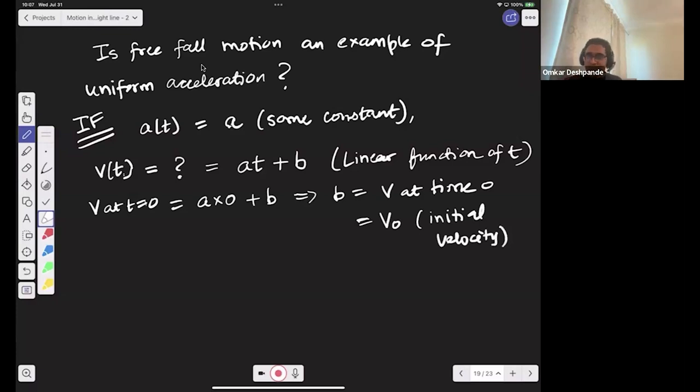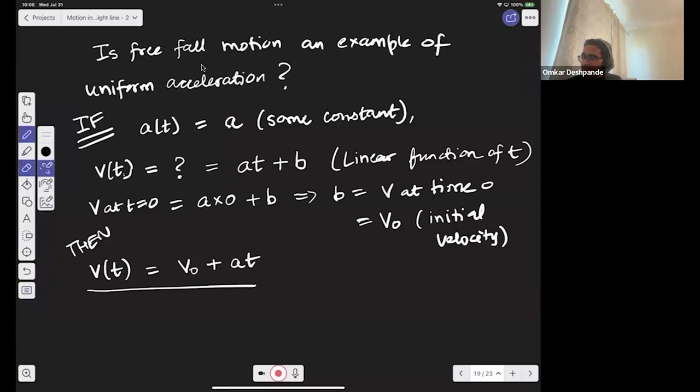If acceleration is constant, my velocity function, therefore, must be of this form: some initial velocity plus acceleration times time. Right? If a of t is a, then v of t must be of this form. Okay. Everyone agrees with this? This is a linear function, right?